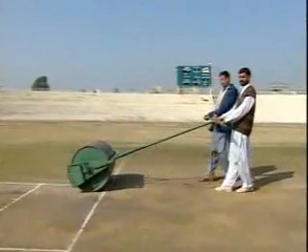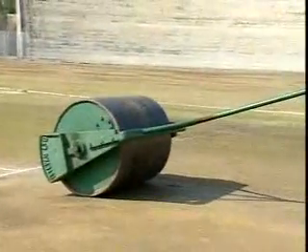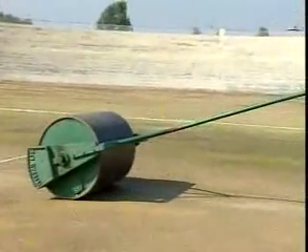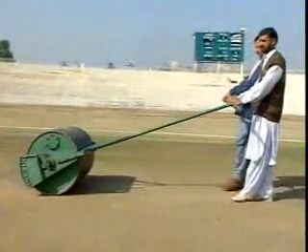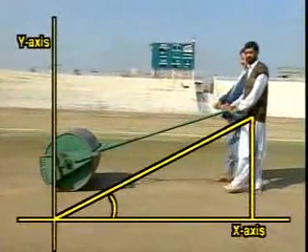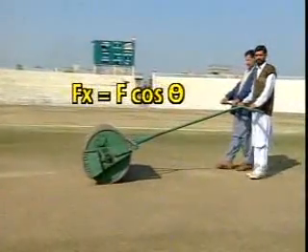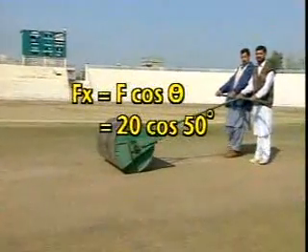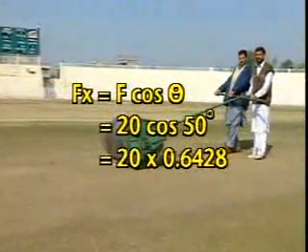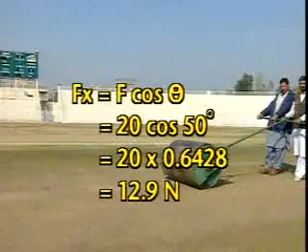We can take the familiar example of a garden roller. If it is being pulled by a total force of 20 newtons acting at an angle of 50 degrees with the ground level, then the component of the force which makes it move along the ground will be Fx is equal to F cos theta, which is equal to 20 cos of 50 degrees, which is equal to 20 into 0.6428, which gives 12.9 newtons.